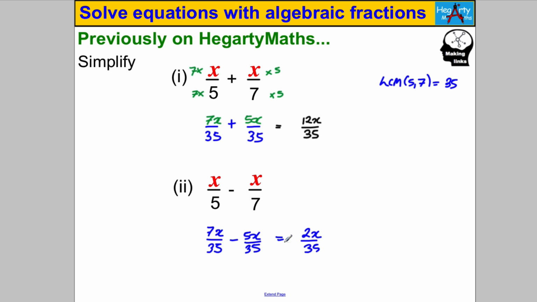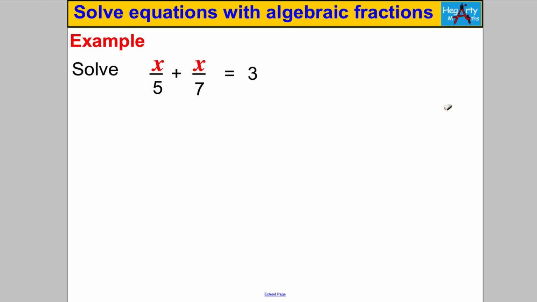And I need you to be able to do that skill for this video, where we're actually going to solve equations with these types of algebraic fraction expressions in them. Let's go straight on to an example. Suppose you're asked to find x in this case. Solve x over 5 add x over 7 is equal to 3. The first thing you're going to do is simplify the algebraic fraction. We're going to simplify this into one nice neat thing.